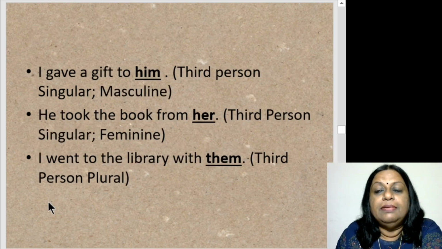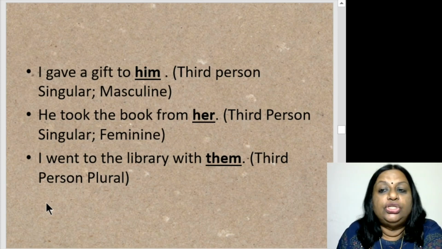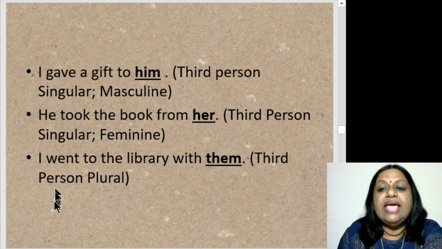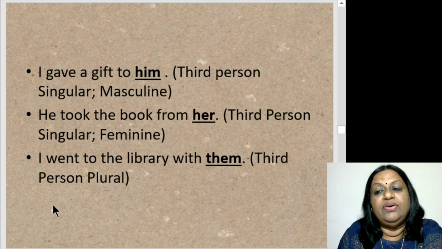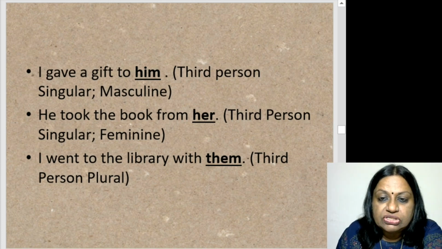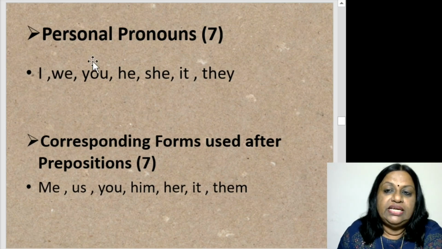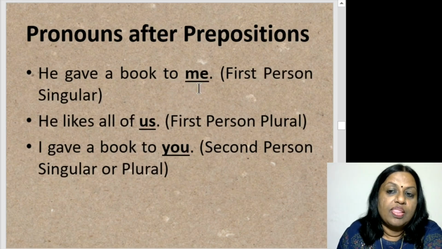I gave a gift to him. Third person singular masculine. He took the book from her. Third person singular feminine. I went to the library with them. Third person plural. Let me take you back to that. Do you see the corresponding forms used after prepositions? Okay, so that's very important.